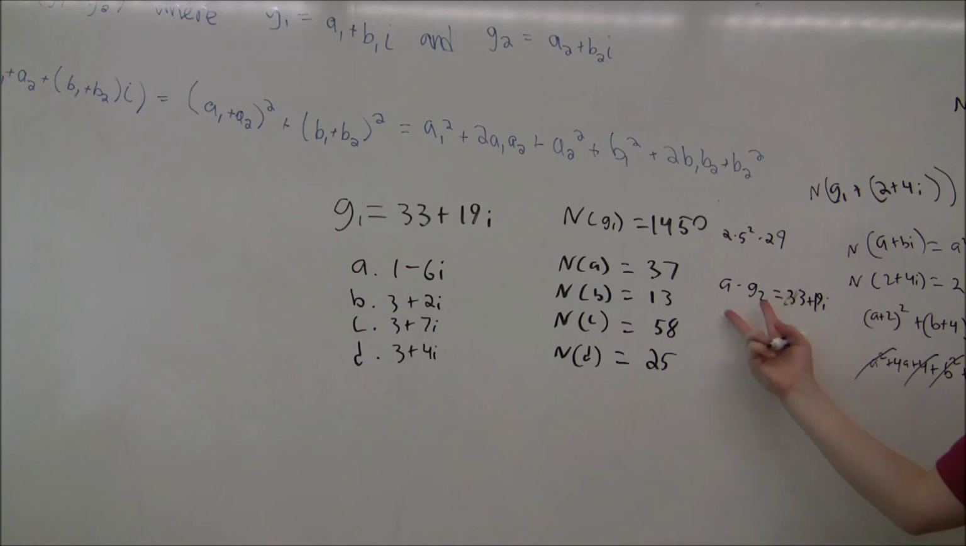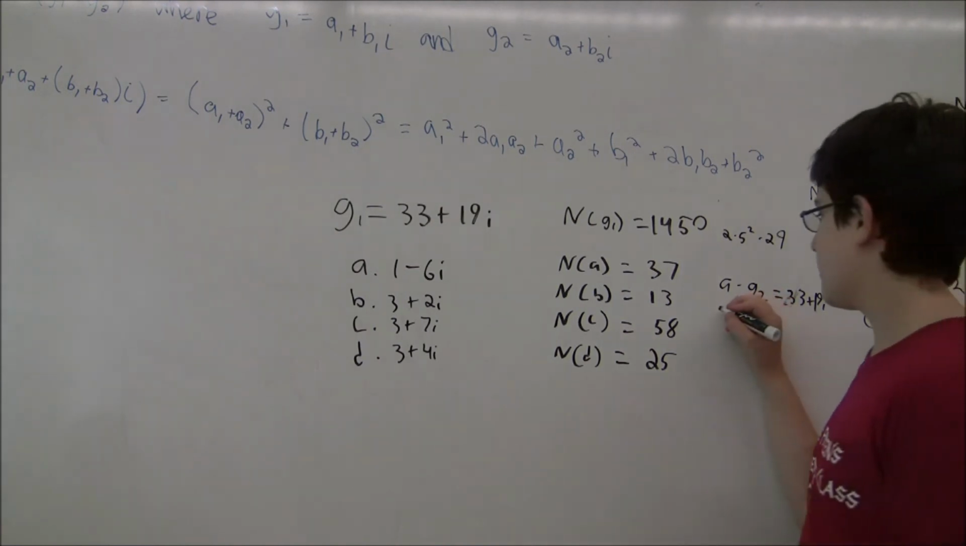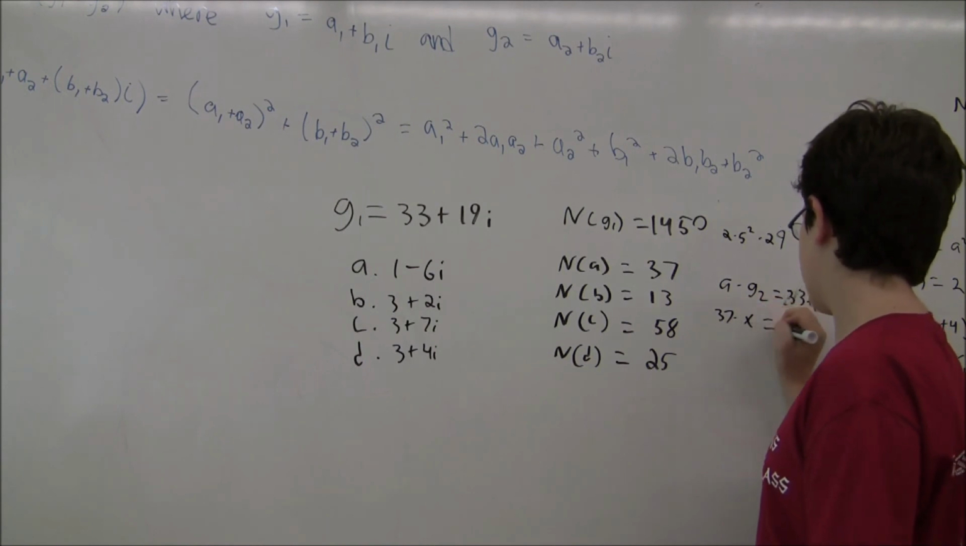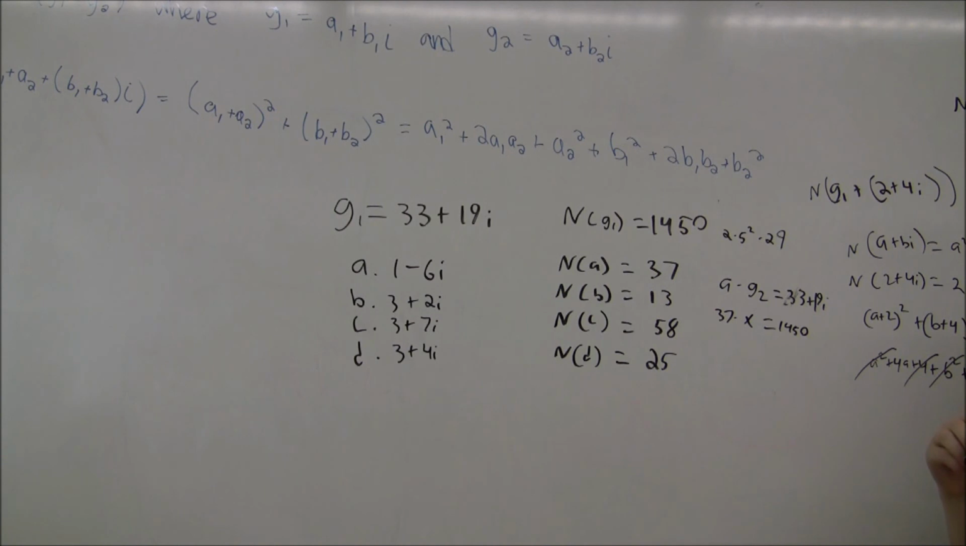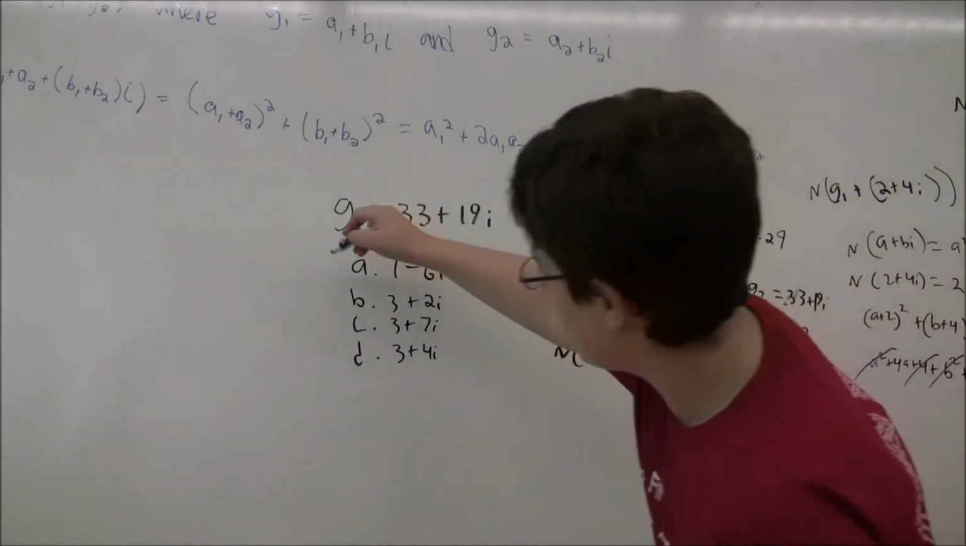We know that the norm of this times the norm of that has to equal that norm. So 37 times x equals 1450. x had better be an integer because all norms are, so you're dead. The same logic will apply for B. So without doing any trial and error division algorithm stuff, we see that these are both impossible.